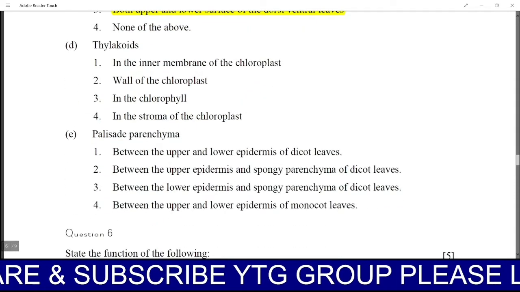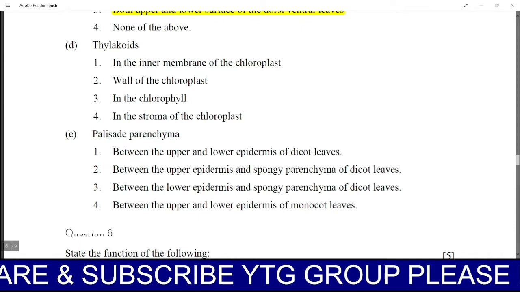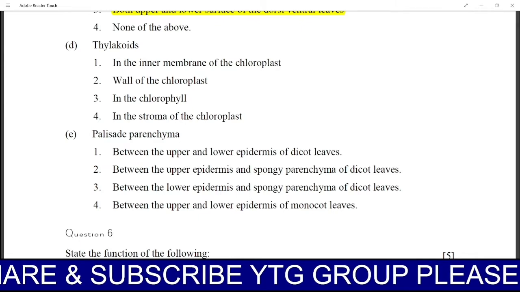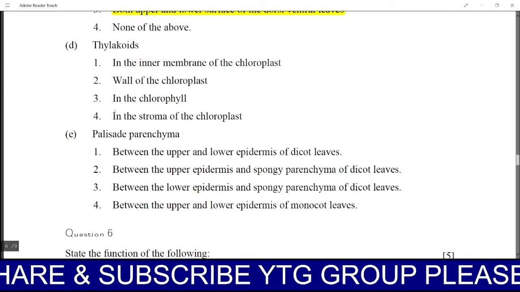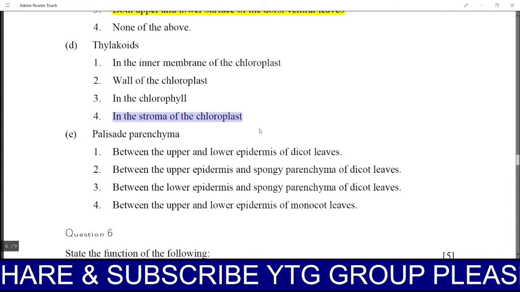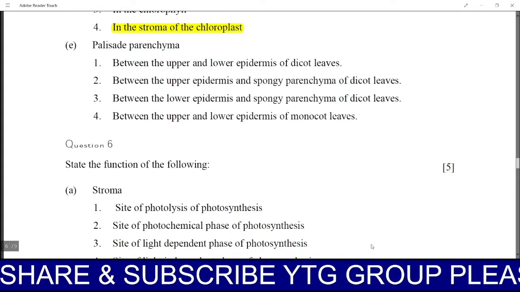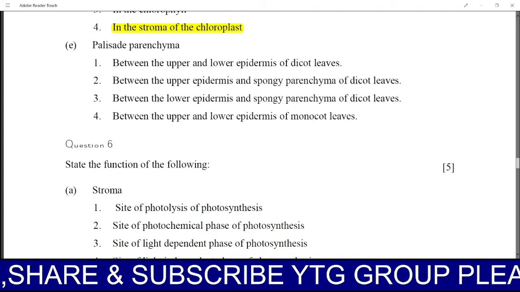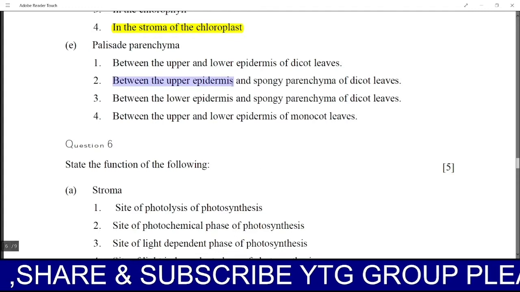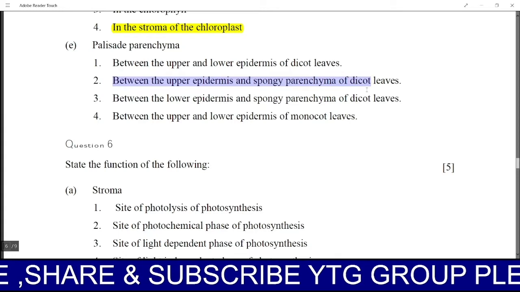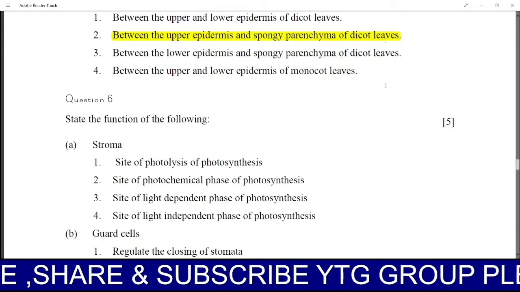Now thylakoids. Now what is the question for thylakoids? So in the stroma of the chloroplast is the correct answer. Palisade parenchyma. So for this the correct answer is between the upper epidermis and spongy parenchyma of dicot leaves.